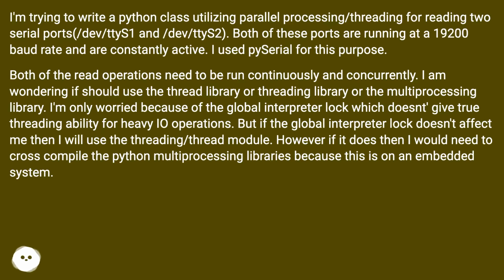I am wondering if I should use the thread library, the threading library, or the multiprocessing library. I'm only worried because of the global interpreter lock, which doesn't give true threading ability for heavy I/O operations. But if the global interpreter lock doesn't affect me, then I will use the threading / thread module. However, if it does, then I would need to cross-compile the Python multiprocessing libraries because this is on an embedded system.